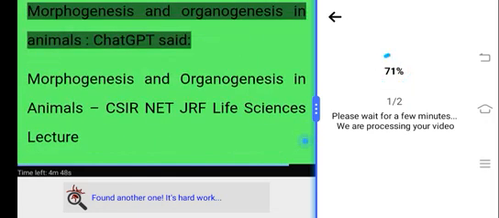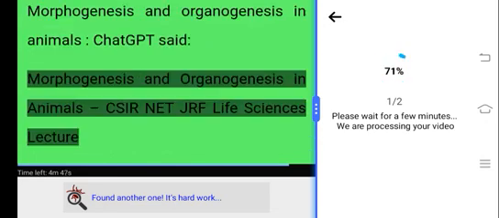You said: Morphogenesis and organogenesis in animals. ChatGPT said: Morphogenesis and organogenesis in animals. CSIR NET JRF Life Sciences lecture.